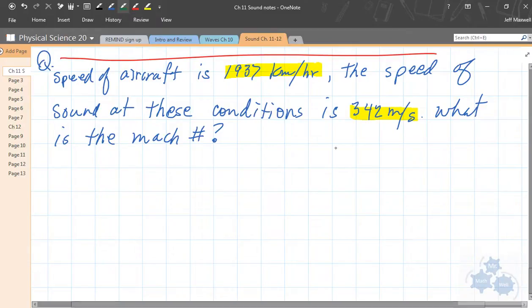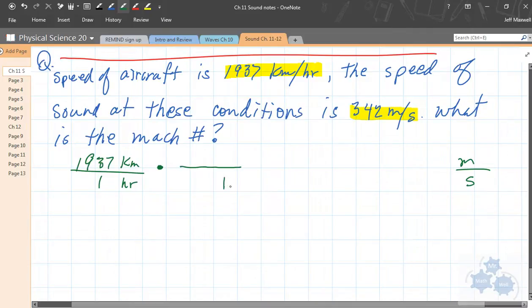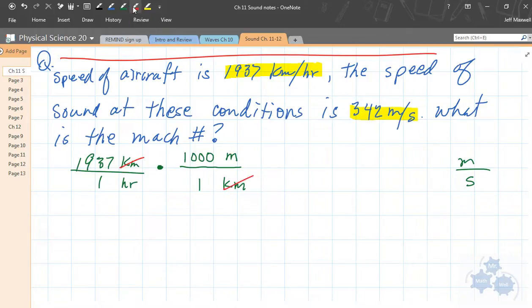Best way would probably be unit analysis, right? So let's say 1937, that's kilometers per 1 hour. To figure this out, you want to end up with meters per second, right? So I've got to get rid of the kilometers. Let's do that first, km, and I want to express that in meters. So how many meters in a kilometer? 1,000 meters in 1 kilometer. So that's your first conversion factor. And we do that because kilometers and kilometers are gone, right?